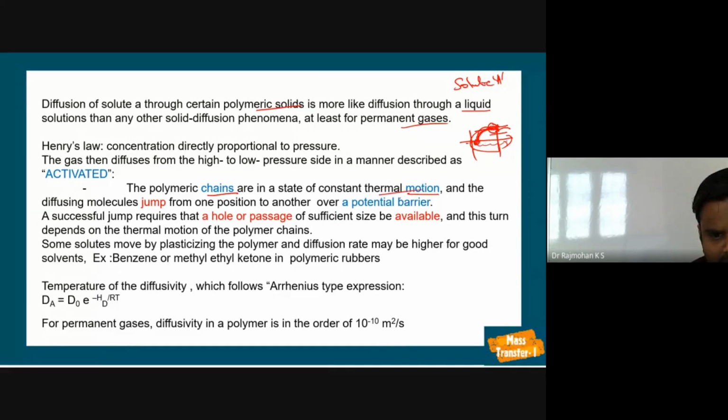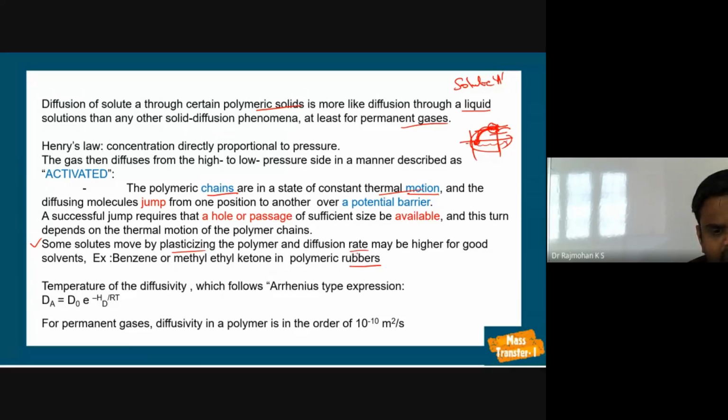There is another type of solute which may plasticize the polymer and then diffuse through it. If it is plasticized, then the diffusion will be continuously higher. For example, if we have benzene or methyl ethyl ketone in polymeric rubbers, the first time they will plasticize the polymer. Once it plasticizes the polymer, we are going to have higher diffusion rates.